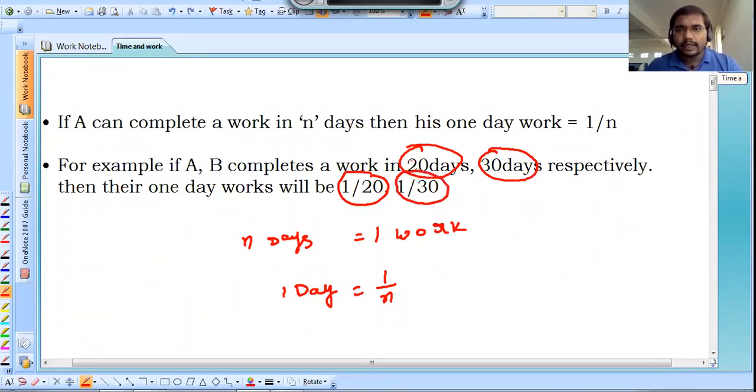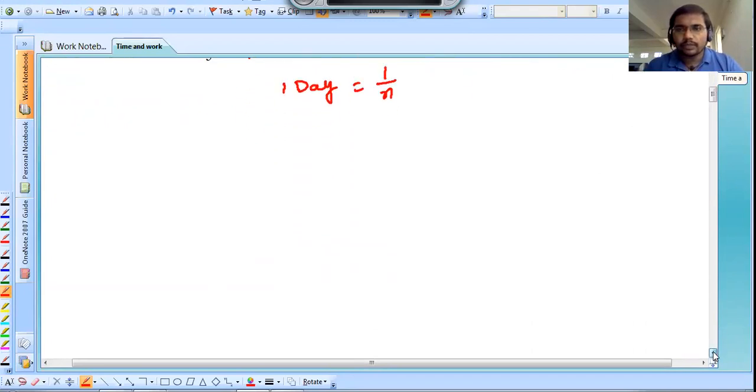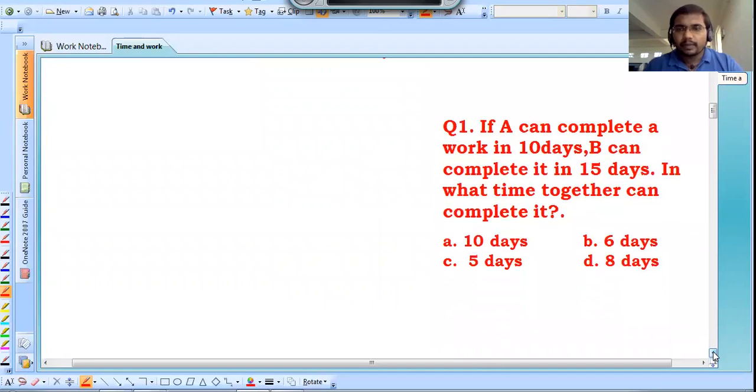So I hope you understand this concept. After that, we will go for the questions. How we will approach the questions by using these two methods. We will explain in the normal way and the units method also.